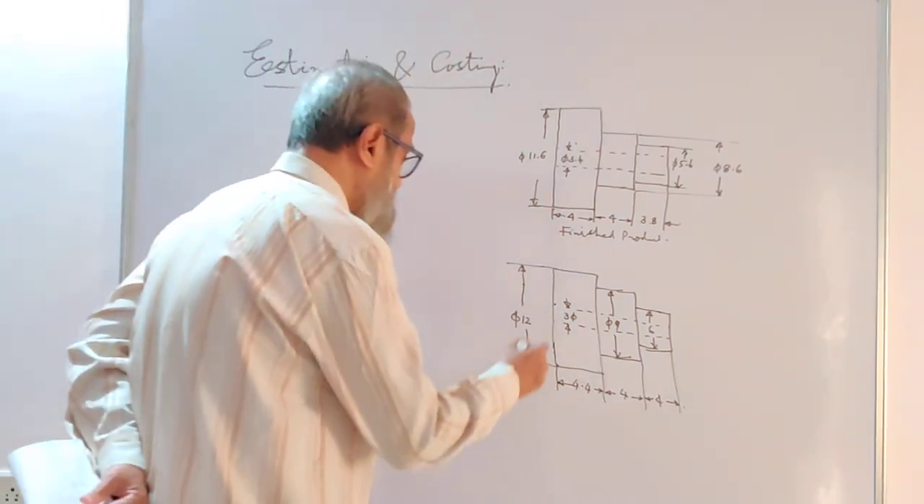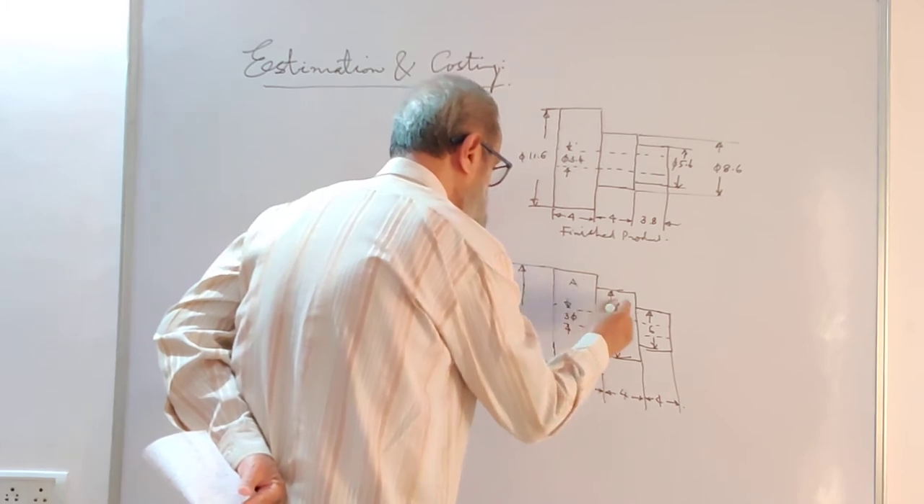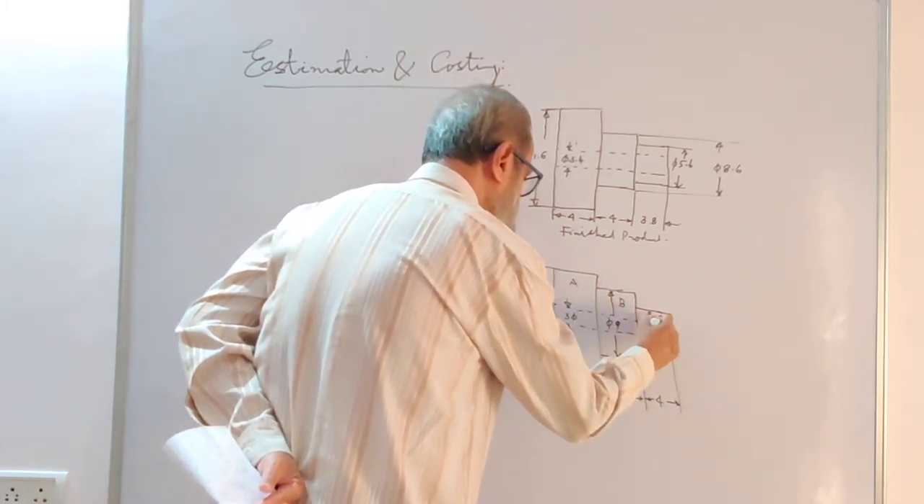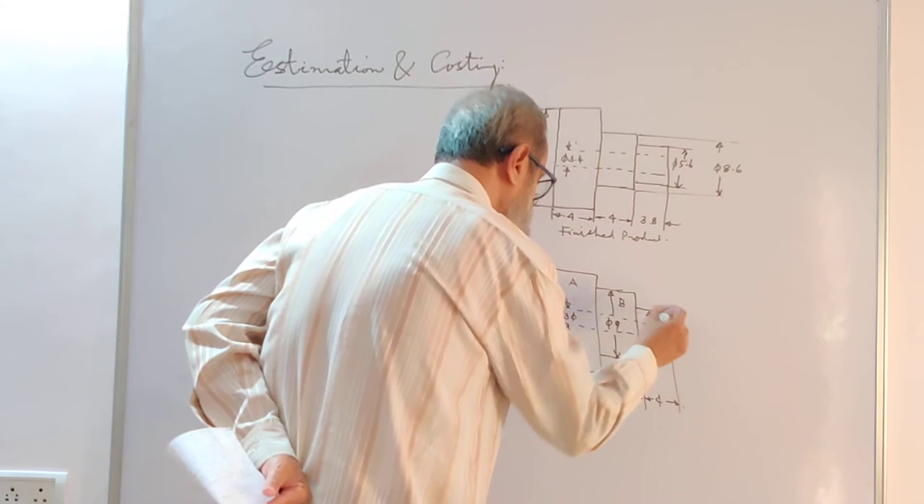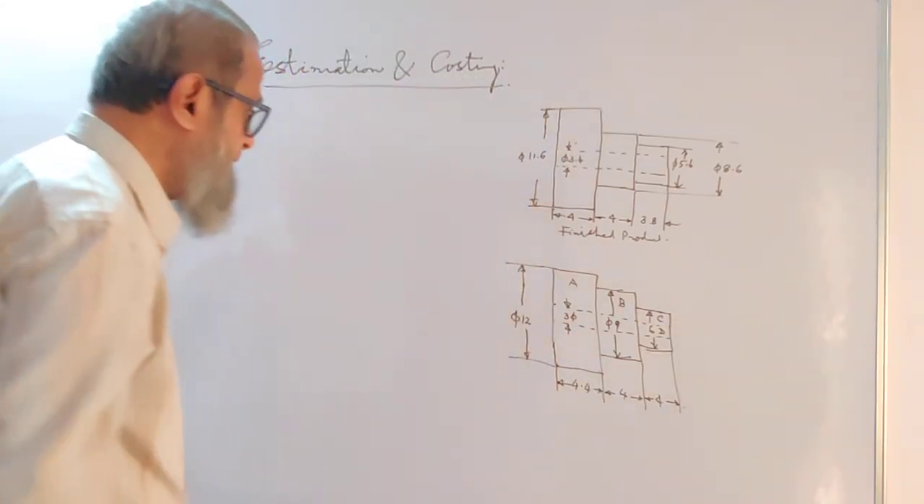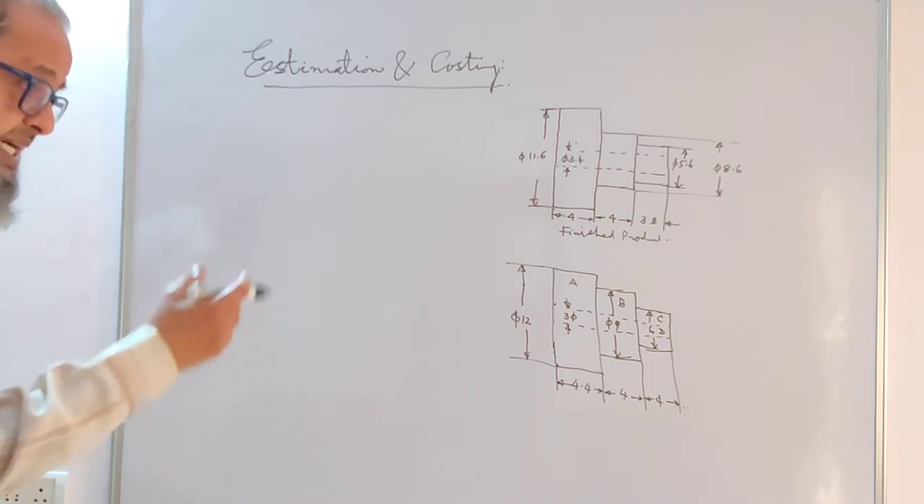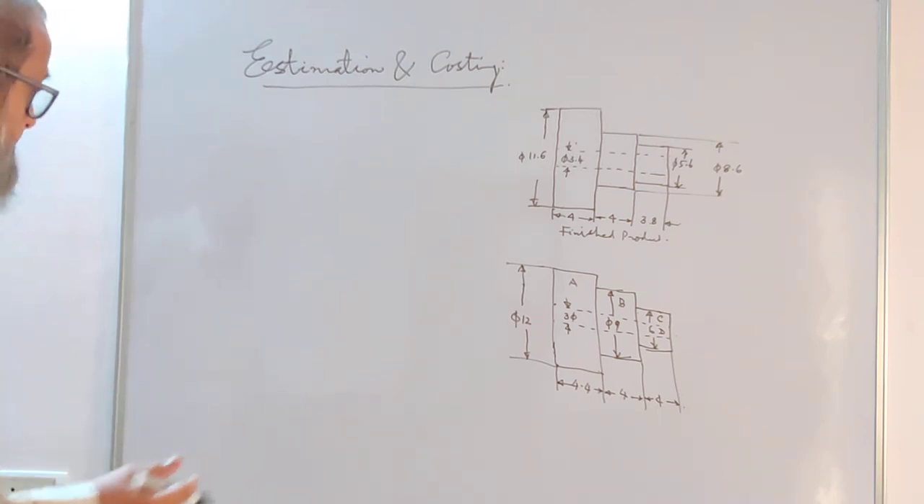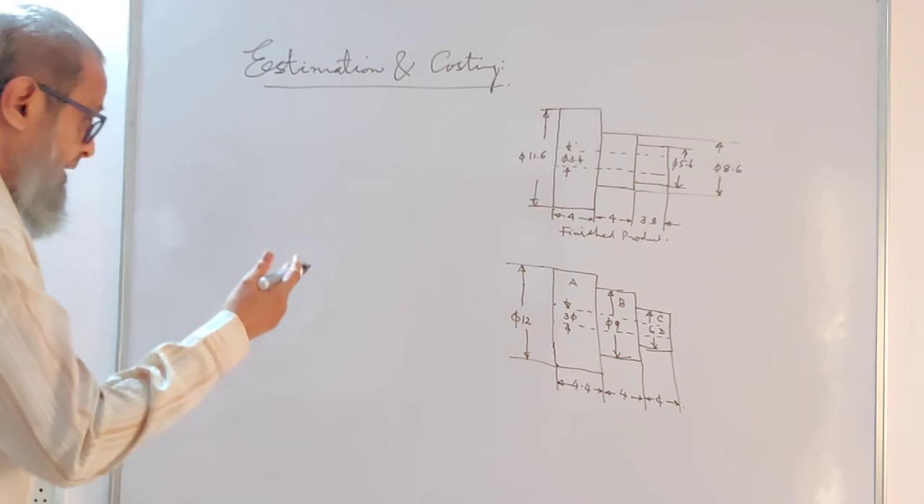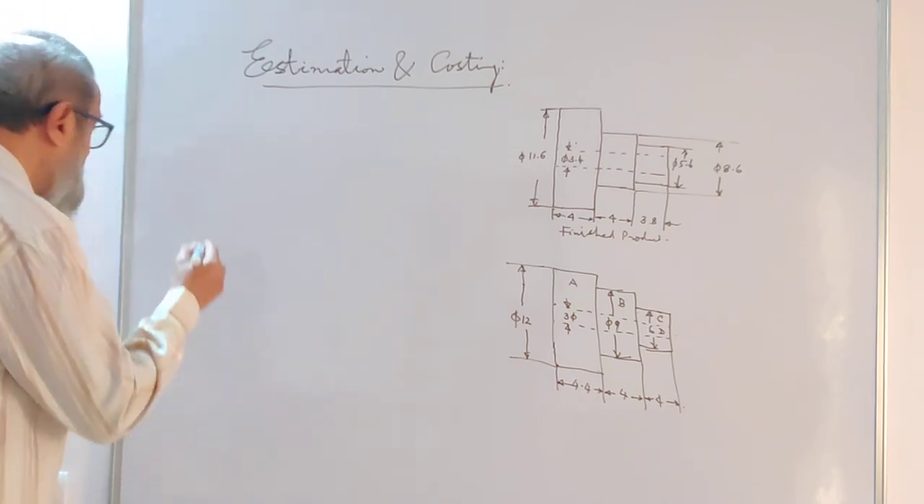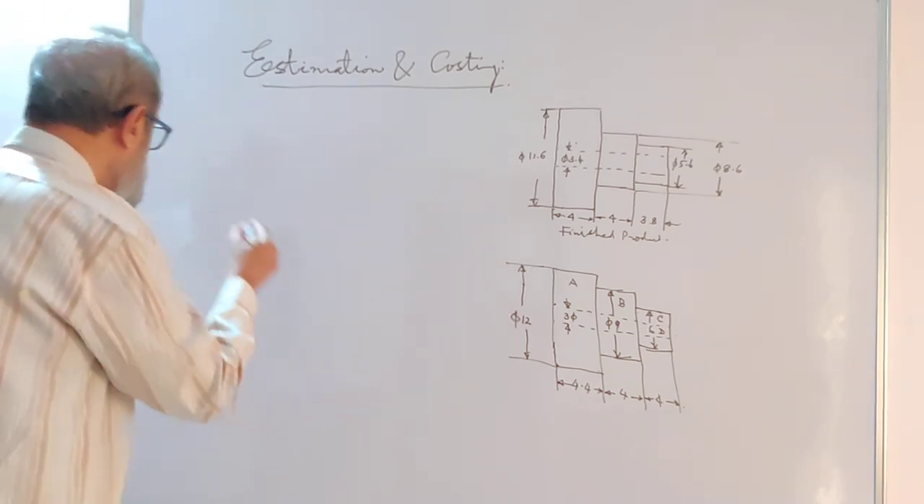Now, you can call this as A, B, C, and this hole as D. Now first what we have to do is find the material cost, the cost of the metal, that is cast iron. The material is cast iron. So I have to find out the volume of this.